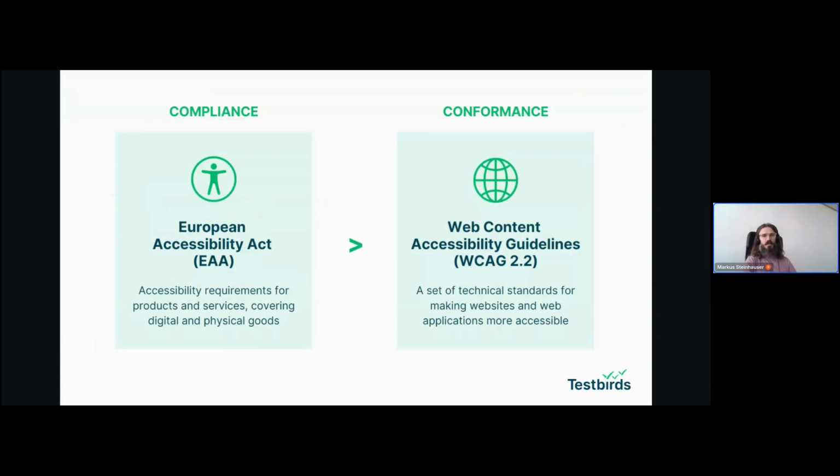What's important when we talk about the EAA is that it is based on something called the Web Content Accessibility Guidelines, or WCAG. And these WCAG guidelines have been around for some time. I think the first version was published in 1999. And since then, there have been a couple of iterations. So currently we are at WCAG 2.2, and they are the basis or the underlying principles for implementing accessible products. And this is also what the European Accessibility Act is based on in the end.